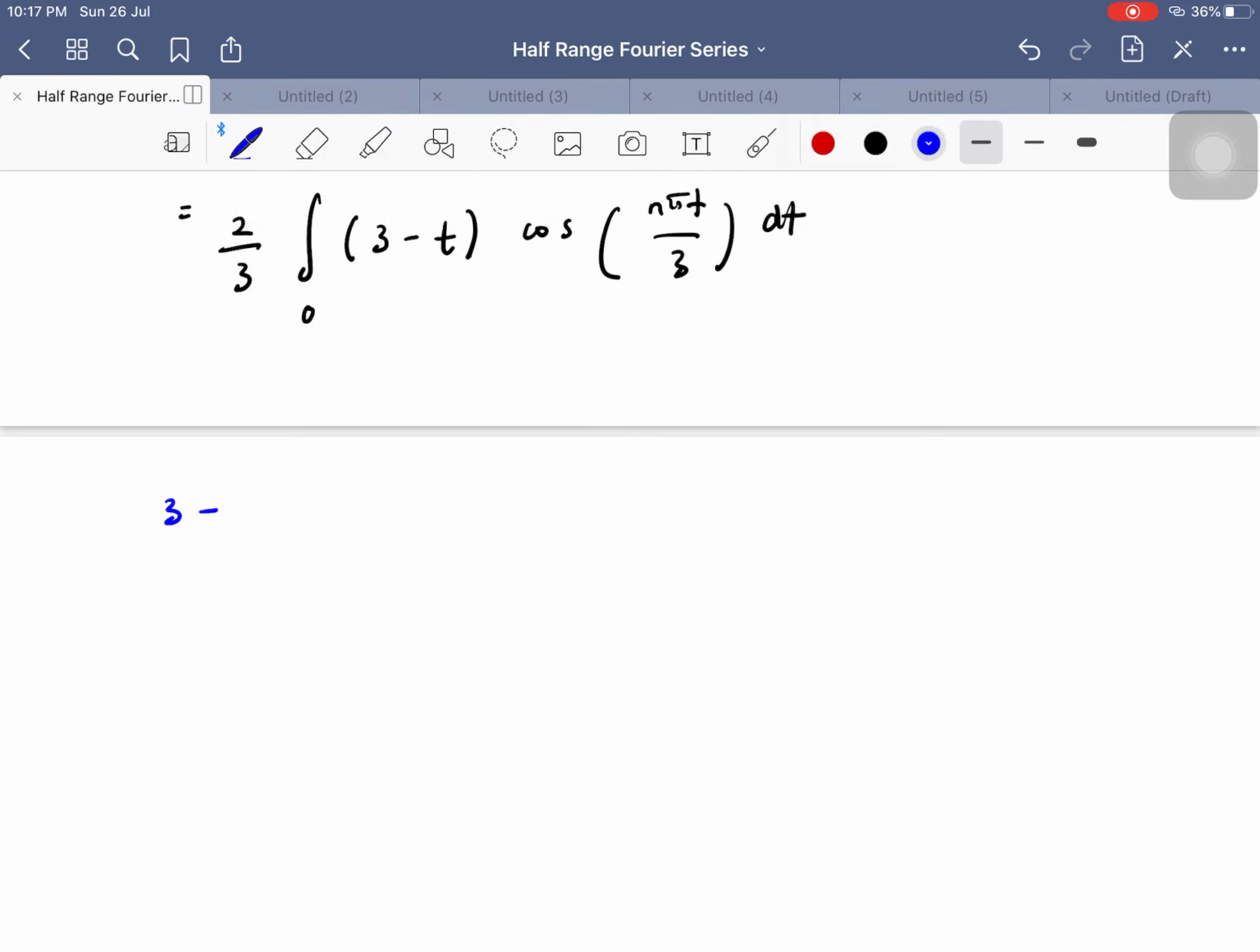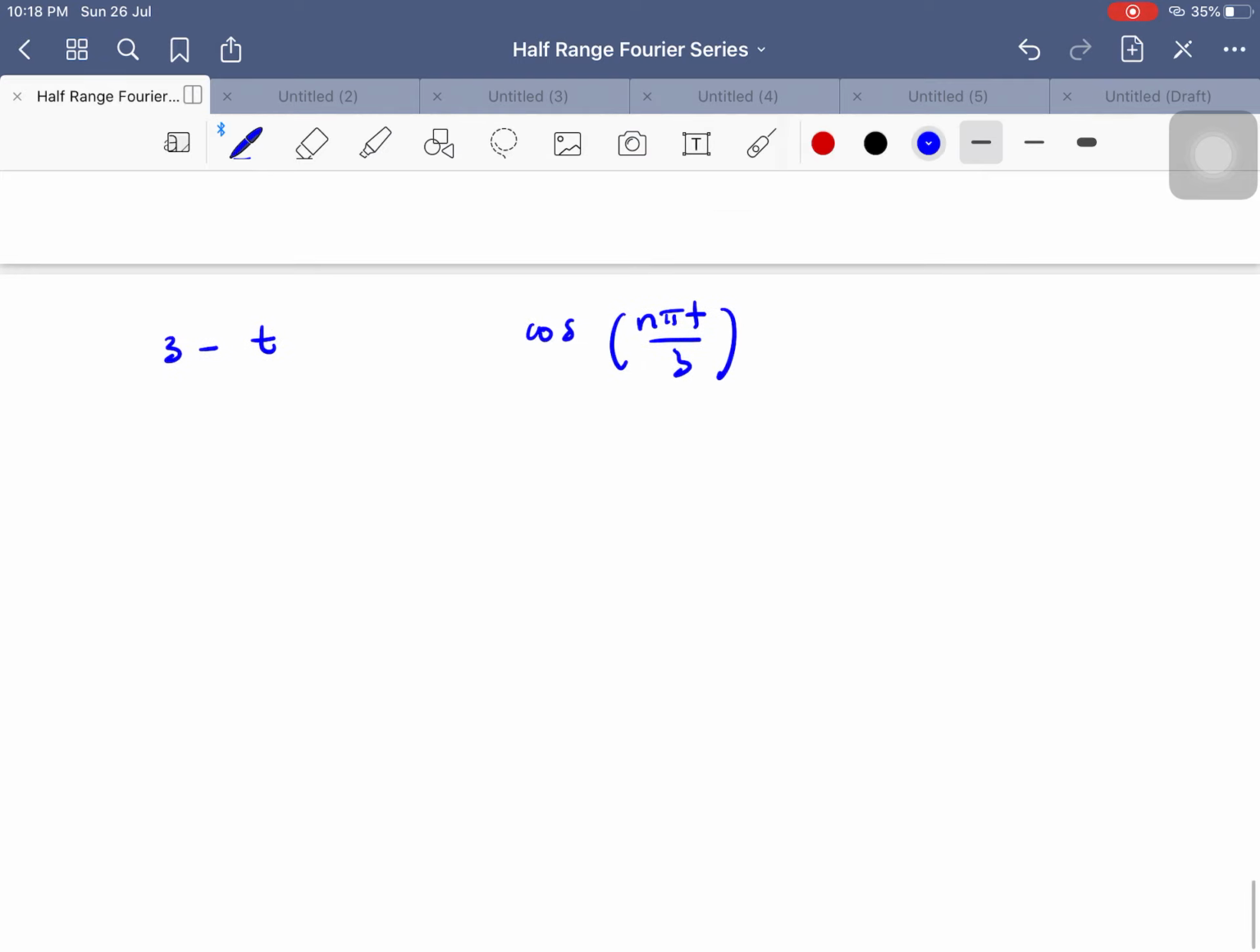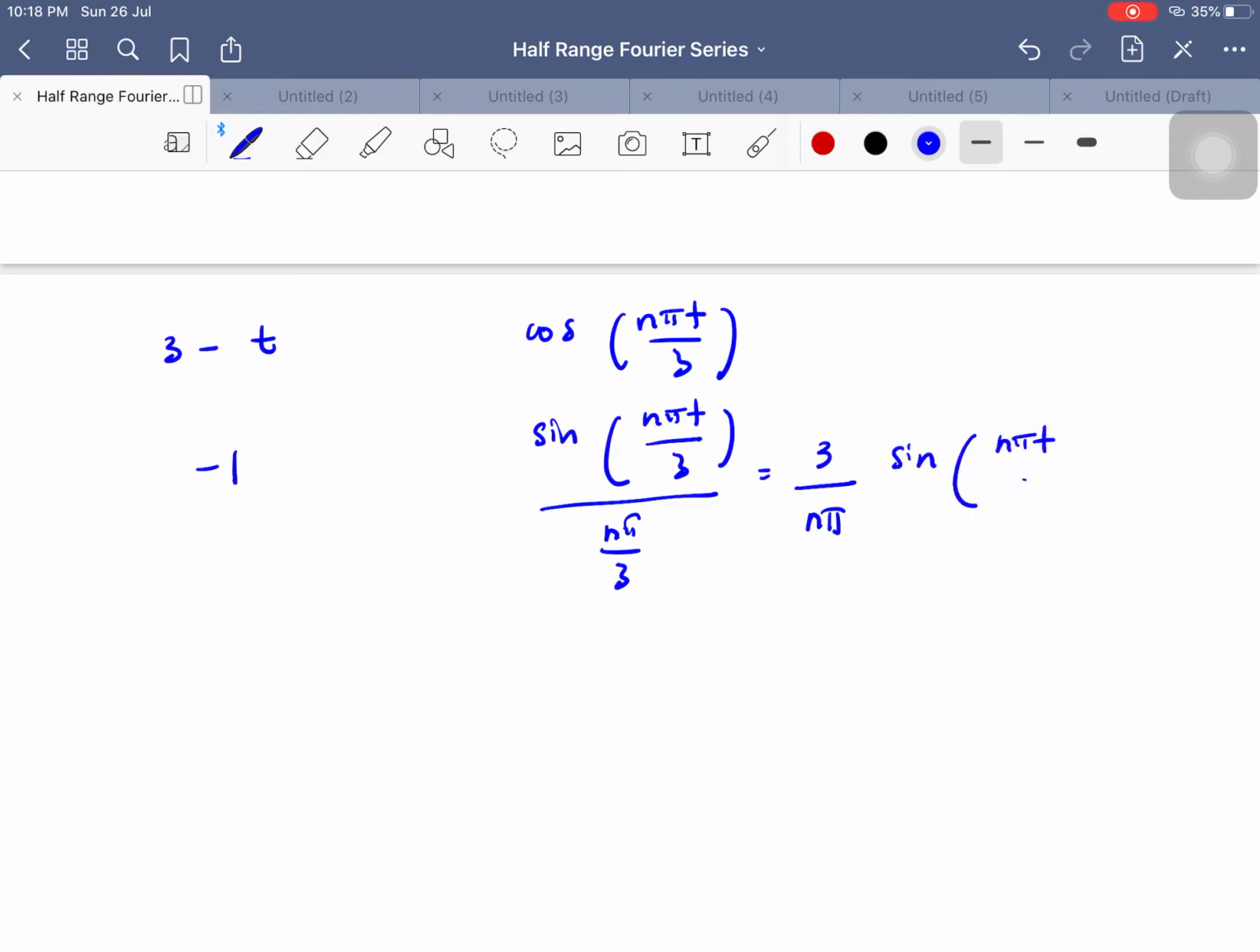So I'm going to differentiate 3 minus t, and I'm going to be integrating cos of n pi t over 3. When I differentiate this, I'll end up with -1. And when I integrate this, cos is going to be sine. So I'll end up with sine of n pi t over 3 over n pi over 3. Do not leave it like this, this is super complicated. If you substitute this into your calculation, change the form instead. Write this as 3 over n pi, flip it around, of sine n pi t over 3. That will be the simpler form.